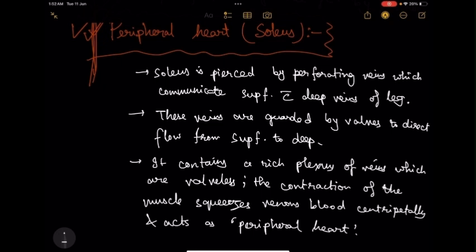Actually, we don't have a diagram for this. I wish we had a diagram so that I could show you nicely. But the diagram is not much important in this type of question.